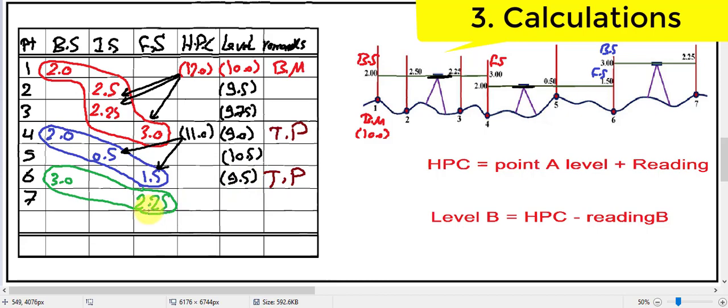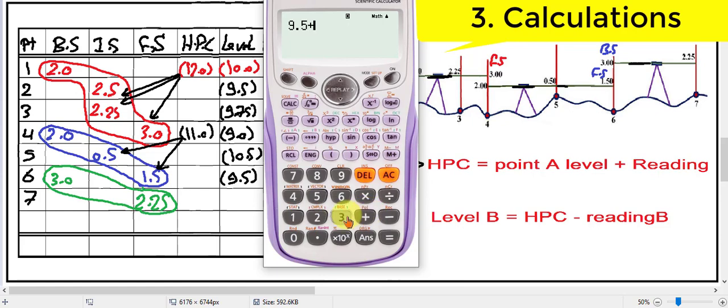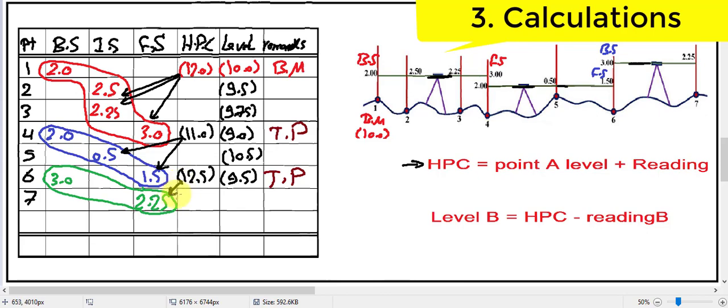Point 7 is located in the third setup, and we can't use the HBC of the last setup, because the HBC in the third setup is not equal to the HBC in the second setup, so we must calculate the new HBC using this equation. HBC equals the level of this point plus the reading on it, so 9.5 plus 3 meters will be 12.5. 12.5 minus 2.25 meters will be 10.25 meters. So this is the third step, the calculation step.